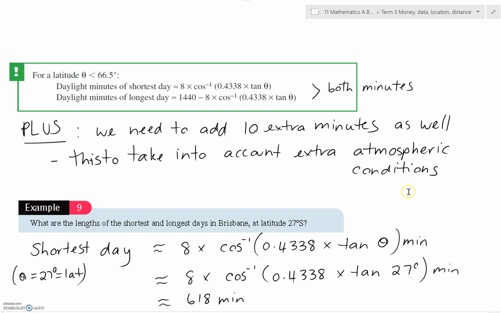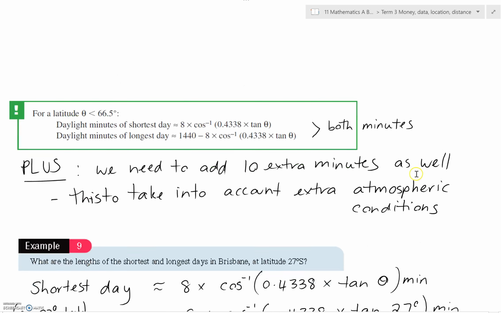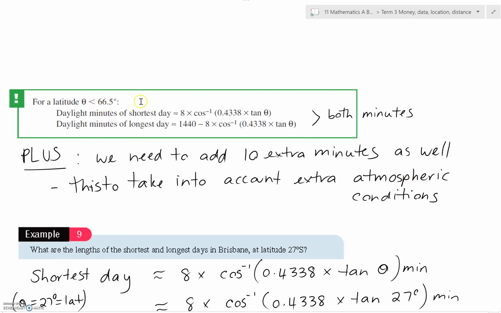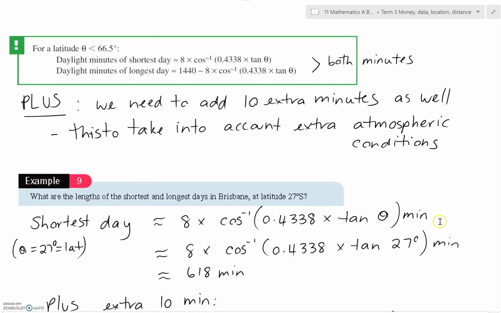So let's have a go at doing one. So what are the lengths of the shortest and longest days in Brisbane at latitude of 27 degrees south? Now you can see that 27 degrees south meets our requirements of being less than 66.5 degrees. So because it does, we can use these formulas. So the shortest day is found. Now the first thing, all that's been done is the formula has been written. Theta is latitude, so we can substitute that in instead.